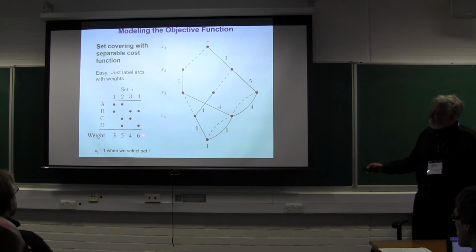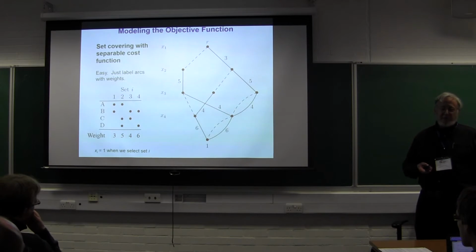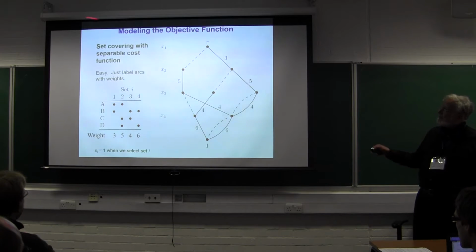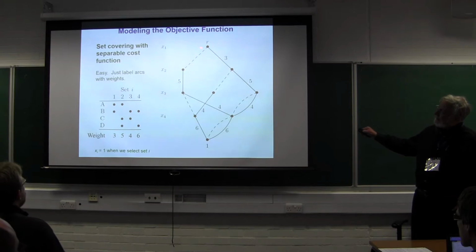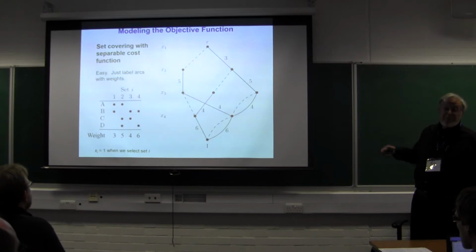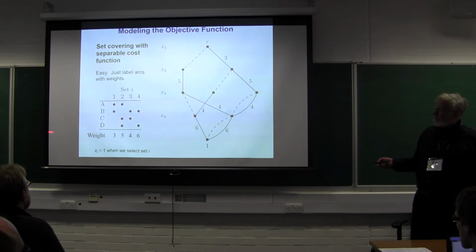Since each set has a weight, and we add them up, the objective function is separable. So all we have to do is whenever we choose a set, we just put the corresponding weight on the arc. And the other dashed arcs, which indicate we don't choose a set, have a weight of 0. So it's very simple to encode a separable function.